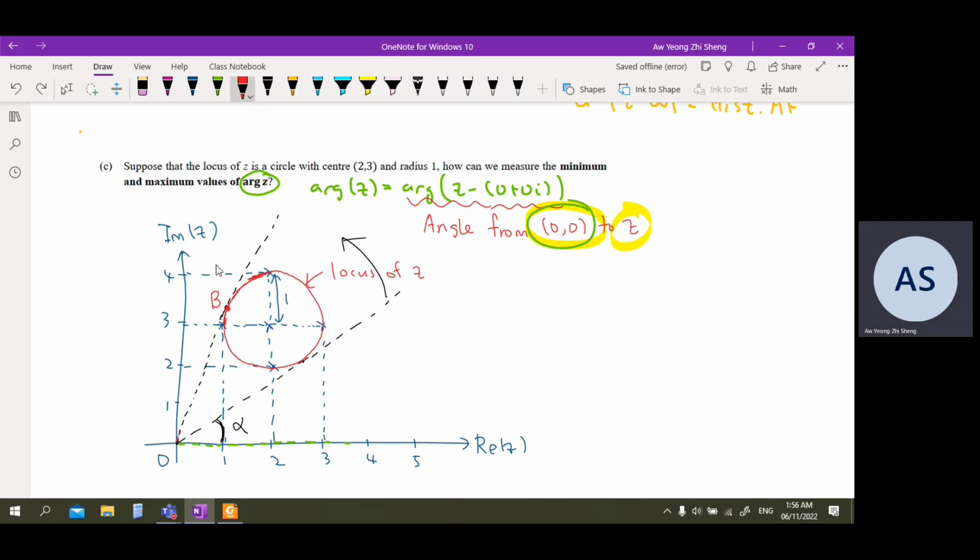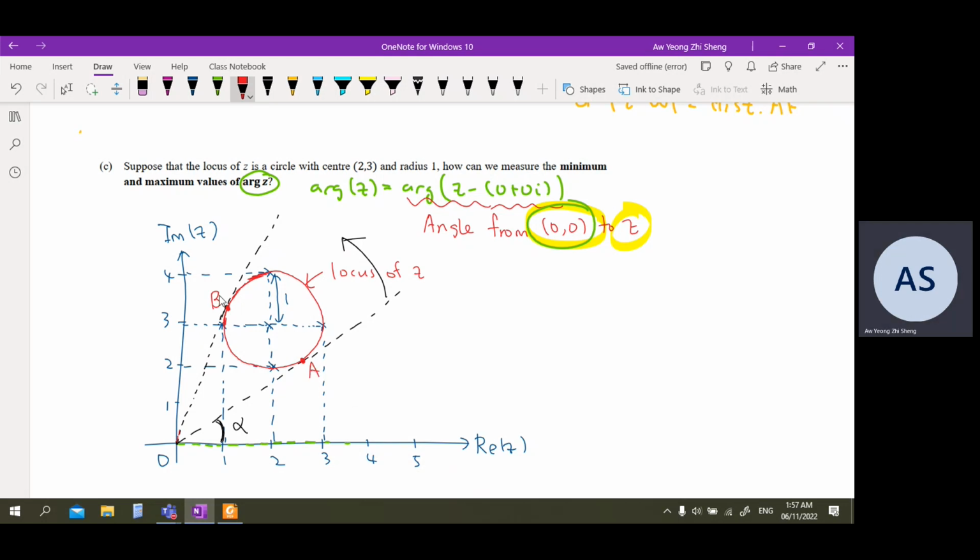Right, so this is the method to find the minimum and maximum value of argument z. Just interpret it as the angle measured from the origin to z. When you rotate your ruler about the origin, the first time your ruler touches the circumference, that will be the smallest angle. If you keep rotating, the last time your ruler touches the circle, that will give you the maximum angle.